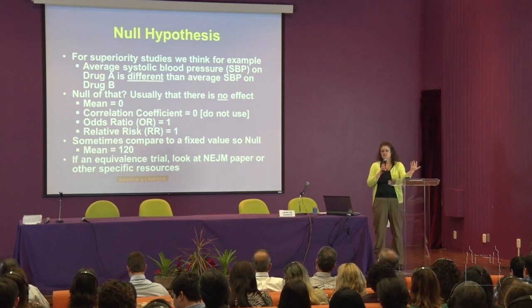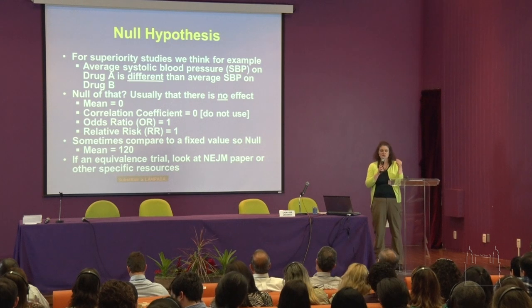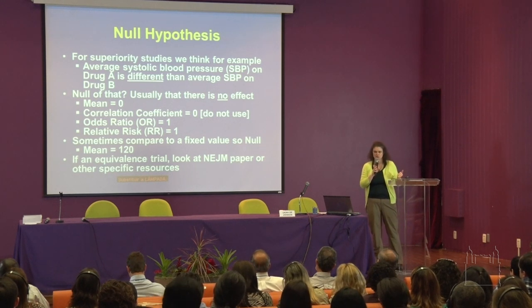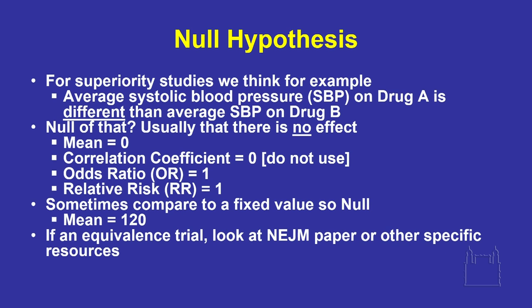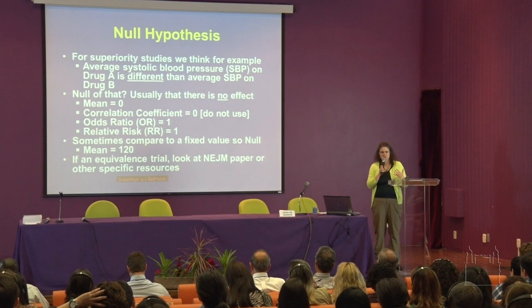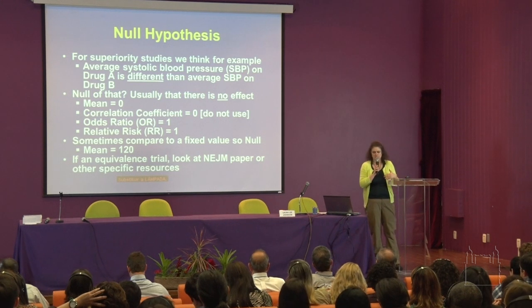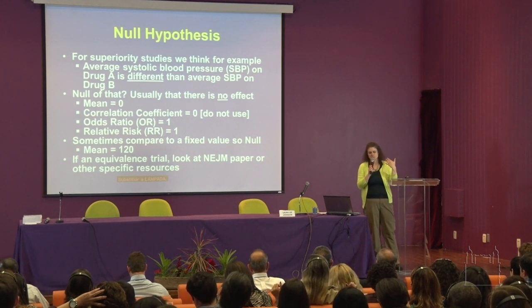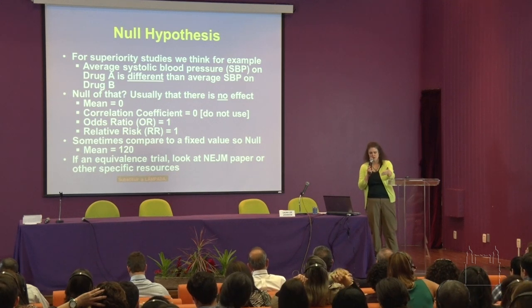The null hypothesis is that there's no effect. So that the average systolic blood pressure on drug A is equal to the average systolic blood pressure on drug B. So the mean, if I wanted to look at the mean difference in systolic blood pressure between those two drugs, it's zero. If I look at the correlation coefficient, which I told you not to use, the null hypothesis would be that it is zero. The odds ratio, if I'm looking at some outcome that deals with the odds ratio, the null is one. If I'm looking at some outcome that is relative risk, the null would be 1.